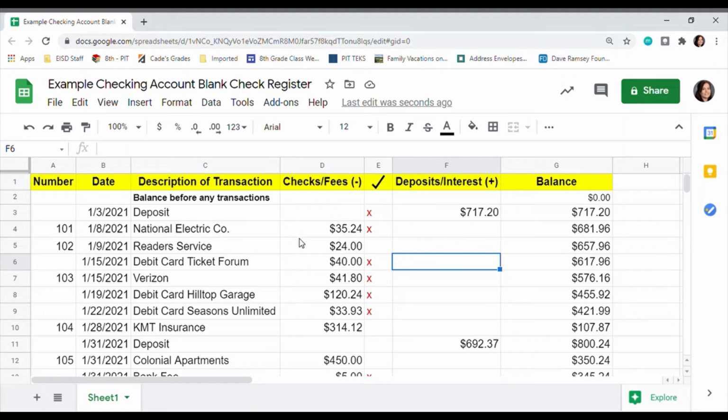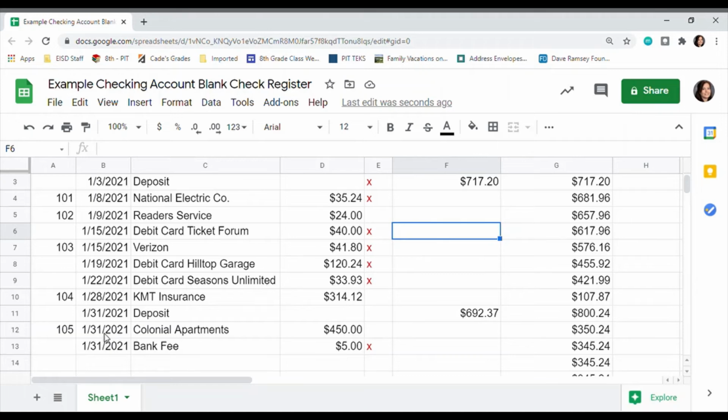Okay, so here's my Google Sheet. These are the transactions that I've put in throughout the month whenever I entered in transactions, starting with the deposit on January the 3rd, all the way down to the bank fee that's on January 31st. Now you may be going, wait a minute, I don't have a bank fee on mine yet. Well, the reason that you don't have the bank fee is because it's on your account statement.